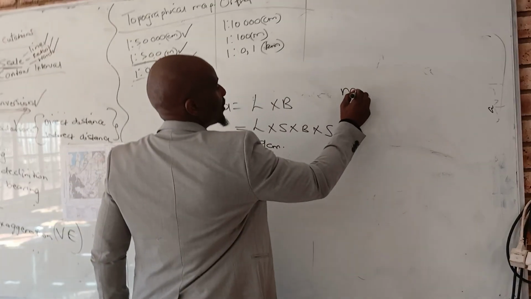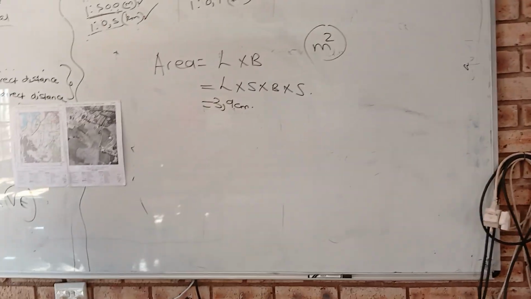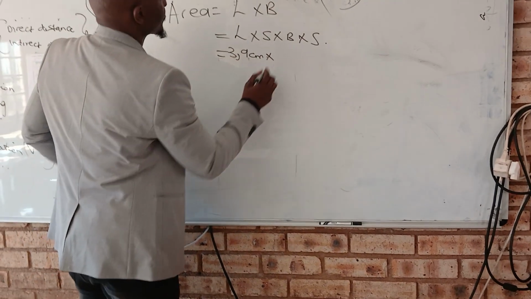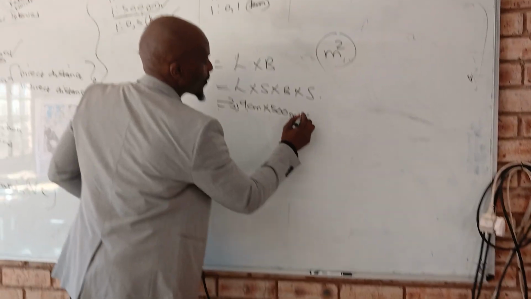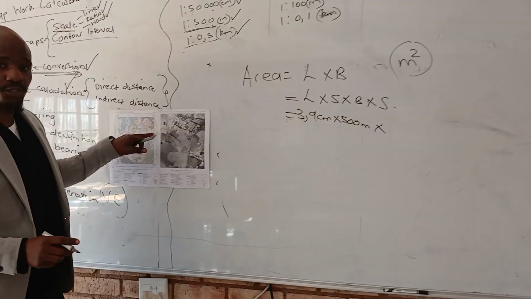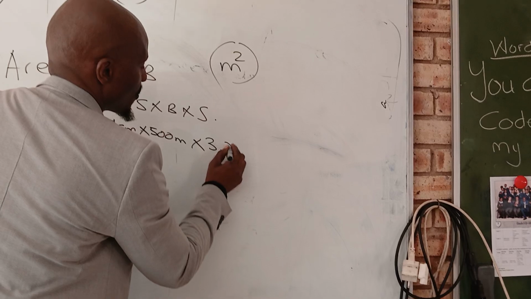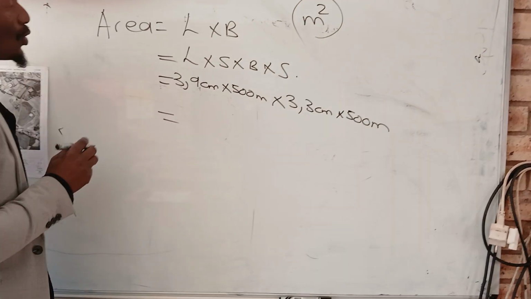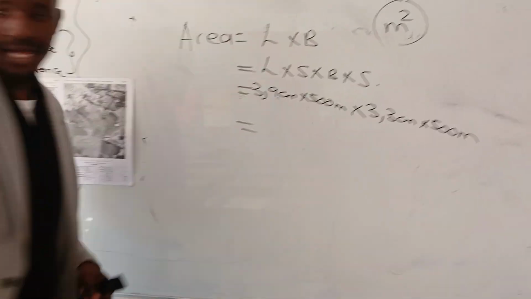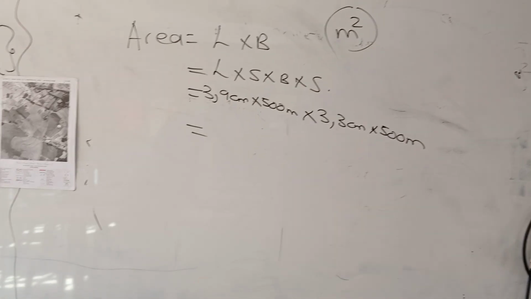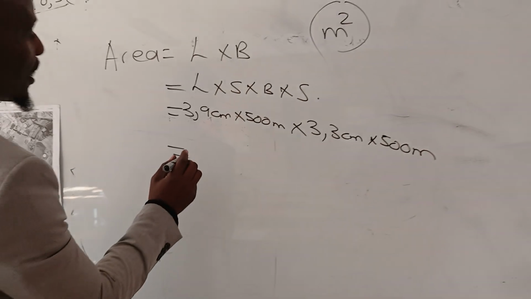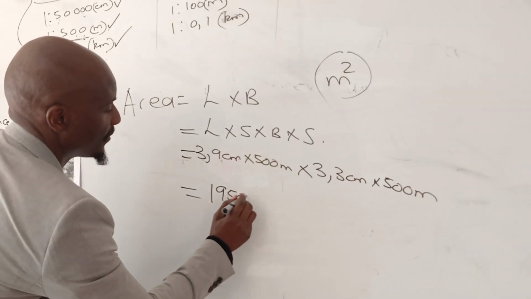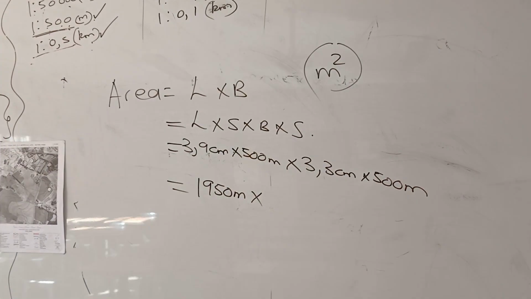So it means you are going to say 3.9 centimeters. Remember, your answer is supposed to be in square meters. So your 3.9, you multiply by the scale you have already converted, which means you are multiplying by 500 meters. Multiply by what is your breadth? Remember, we said the shortest side is 3.3. It is 3.3 centimeters multiplied by 500 as well. So we are now going to do our calculations. 3.9 multiplied by 500, what is the answer? It's 1,950 meters multiplied by 3.3.